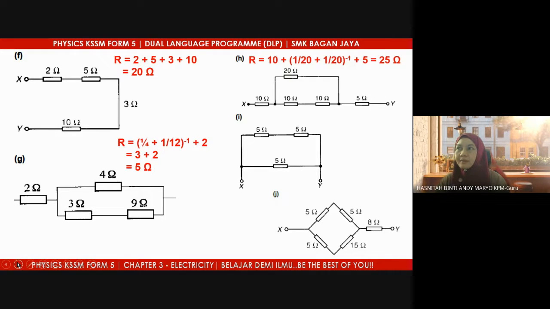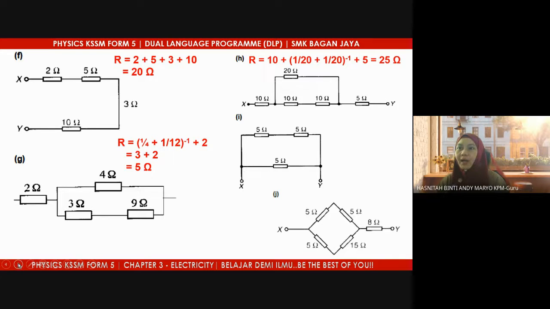And then for H, yeah, H is 25 ohm. Very good. We have 1, 2, 3, 4, 5 resistors there. So you solve these branches first. 20 ohm is parallel with this 10 and 10. So 10 and 10, you plus first become 20. So 20 and 20 are parallel, and then in series with this 10 and 5 at the end. So it will give you 25. So 10 plus 10 plus 5 is 25.